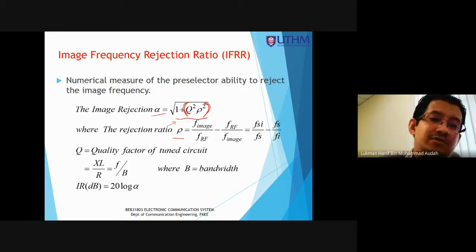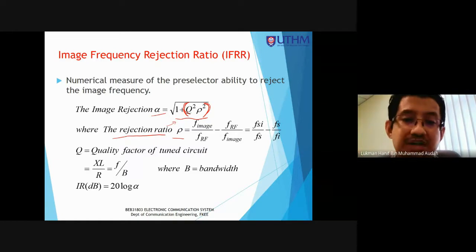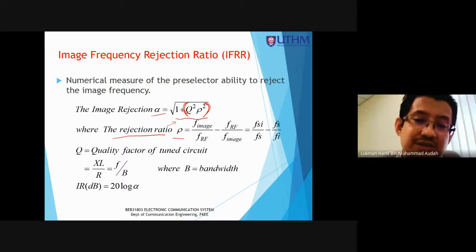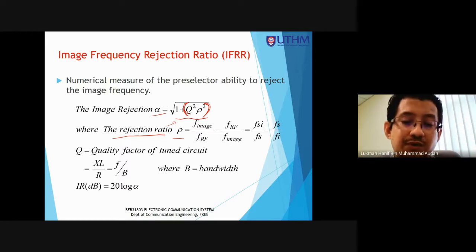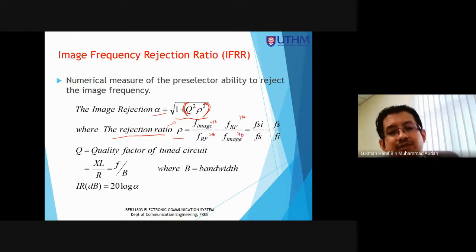Okay. So the rho parameter, the rejection ratio, is equal to F image divided by FRF minus FRF over F image. So rho parameter is a unitless parameter because it is the ratio of frequency and frequency. Dia adalah ratio antara frequency dengan frequency, so tidak ada unit. Okay, so ini F image dalam hertz, ini dalam hertz. This is in hertz.